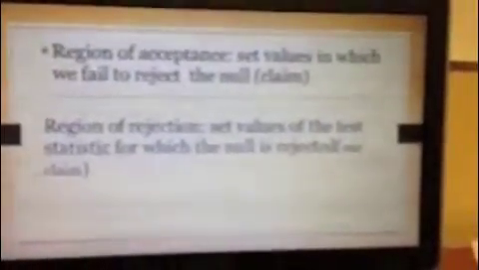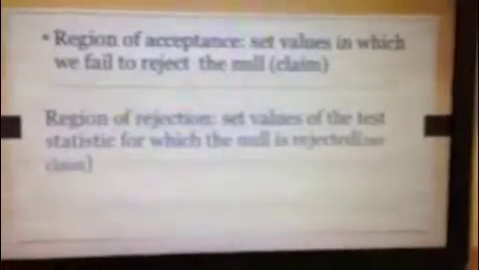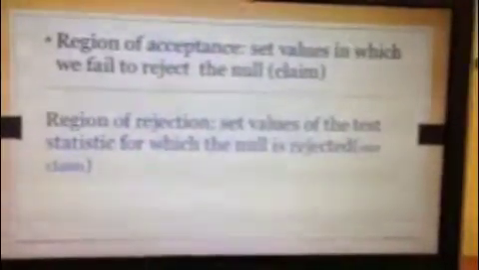The third vocabulary word we will be using is region of acceptance: the set of values in which we fail to reject the null, the claim. Region of rejection: the set of values of the test statistic for which the null is rejected. This is our claim.